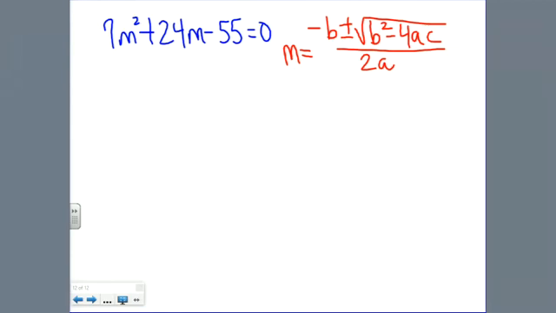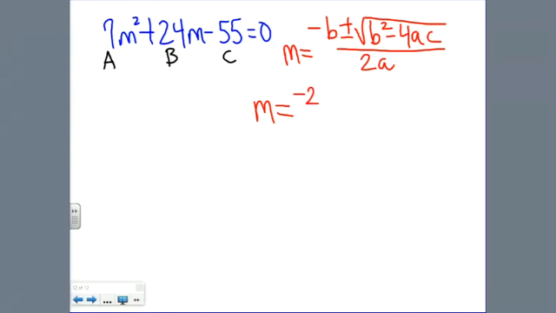And before we can use the quadratic formula, we need to identify a, b, and c. And this is why it's important to have your quadratic equation in standard form, so we'll have the correct a, b, and c. So a is 7, b is a positive 24, and c is a negative 55. And let's plug everything into our quadratic formula.